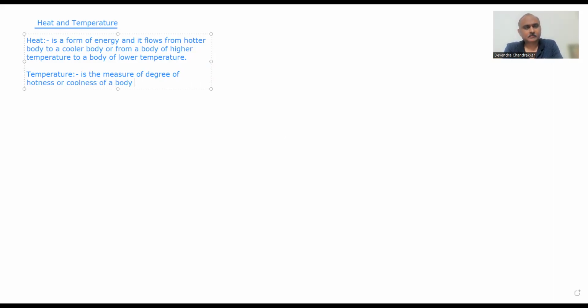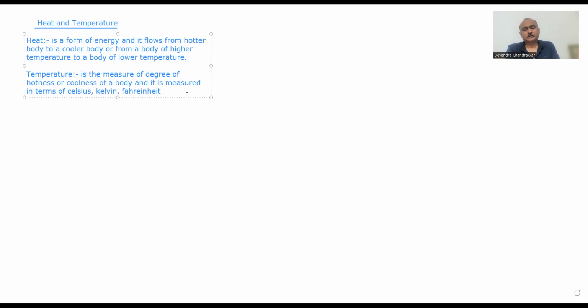Okay? And it is measured in terms of Celsius, Kelvin, Fahrenheit. Okay? So it is measured in terms of Celsius, Kelvin, Fahrenheit, and so on, right?